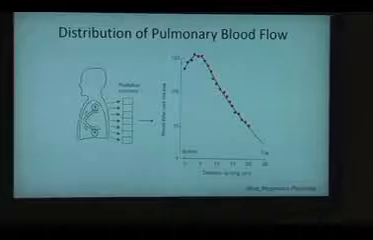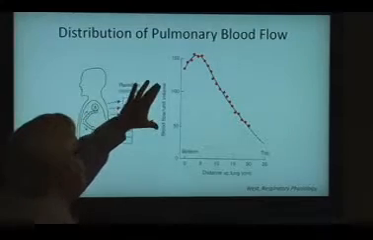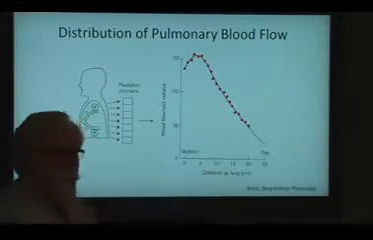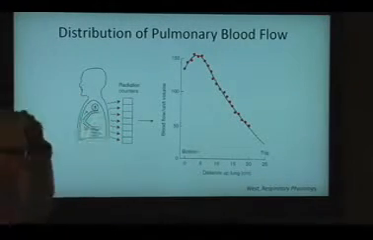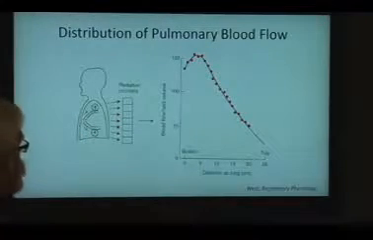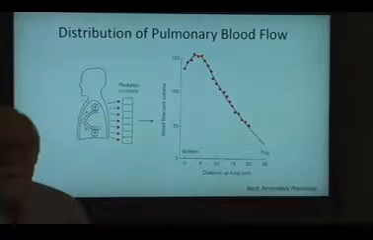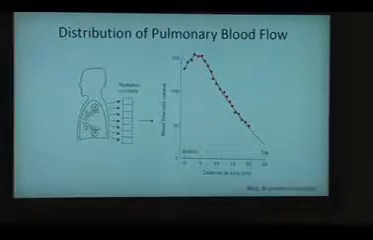So, distribution of pulmonary blood flow. What this illustrates is if we look at blood flow as a function of the distance up the lungs, if we were to inject radioactive material, for example, as you can see here, most of the blood flow is to the bottom of the lung, or the dependent part of the lung, which can be manipulated by posture.